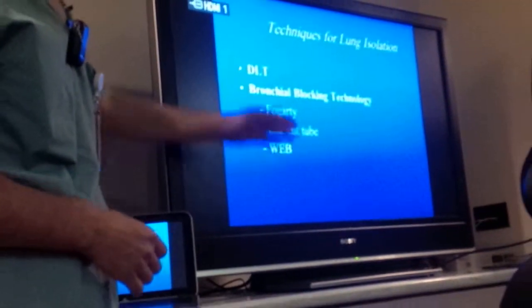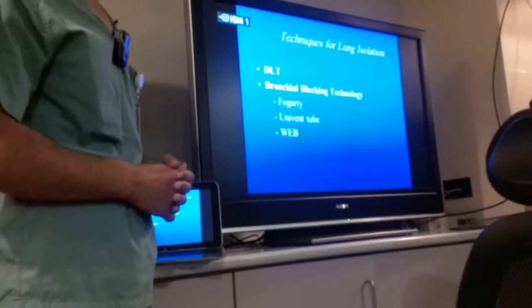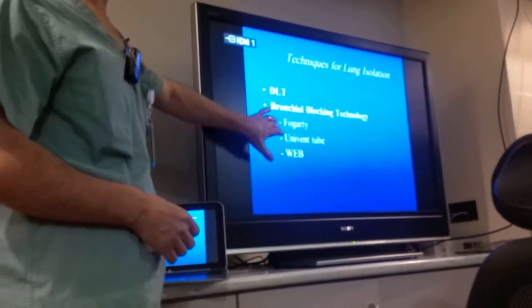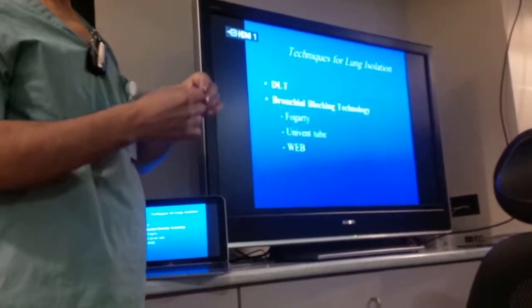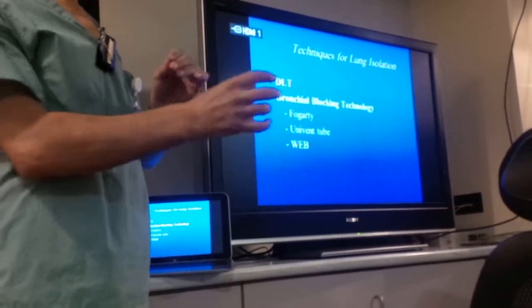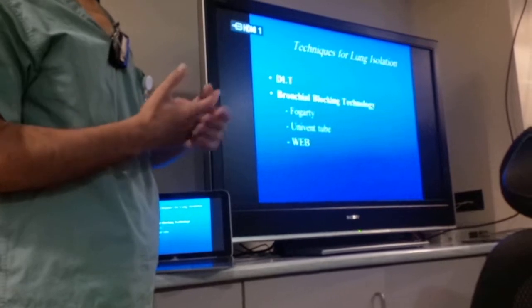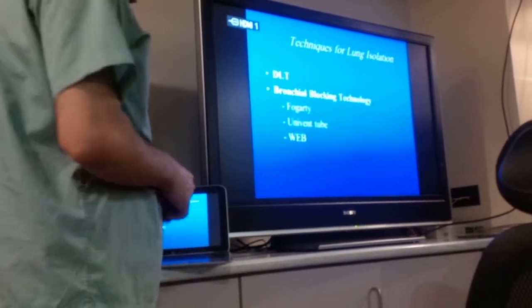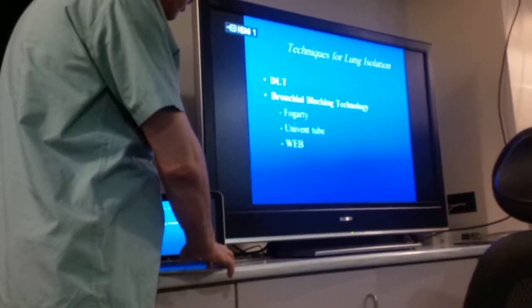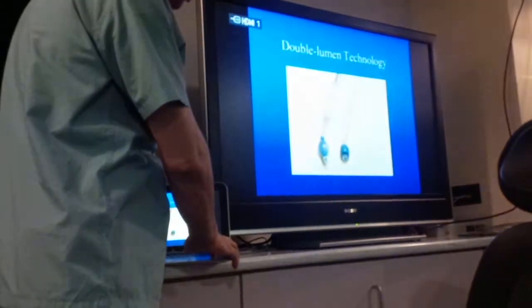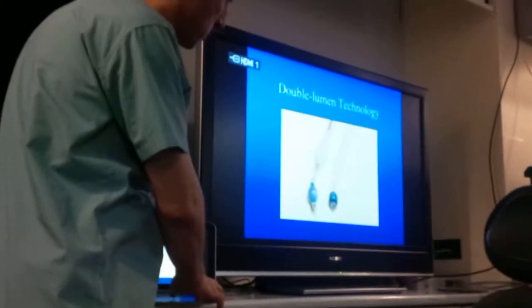Before, when we didn't have other means like bronchial blockers and univents, Fogarty had been used, but Fogarty has no lumen, only a lumen for the cuff. So you cannot apply oxygen or do suction. It was used for lung isolation, and we'll talk a little bit in detail about double lumen tube.